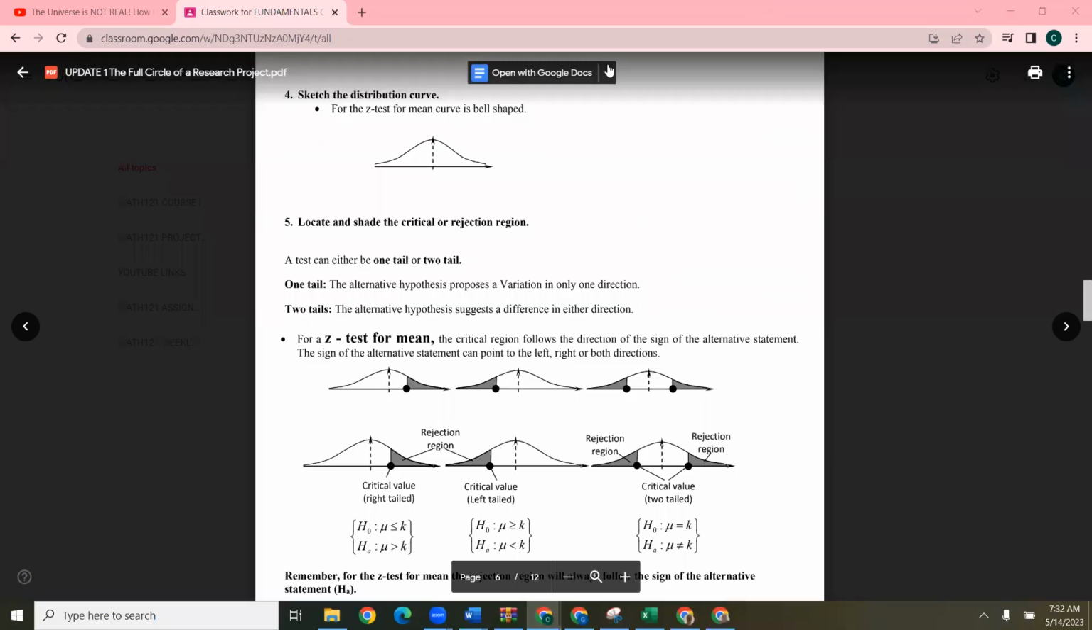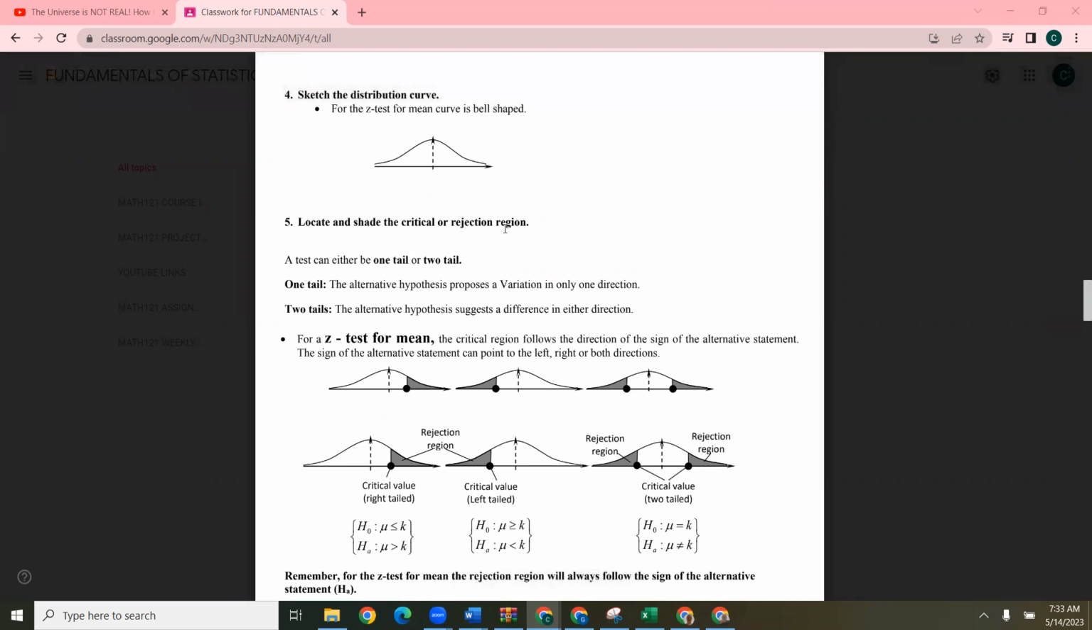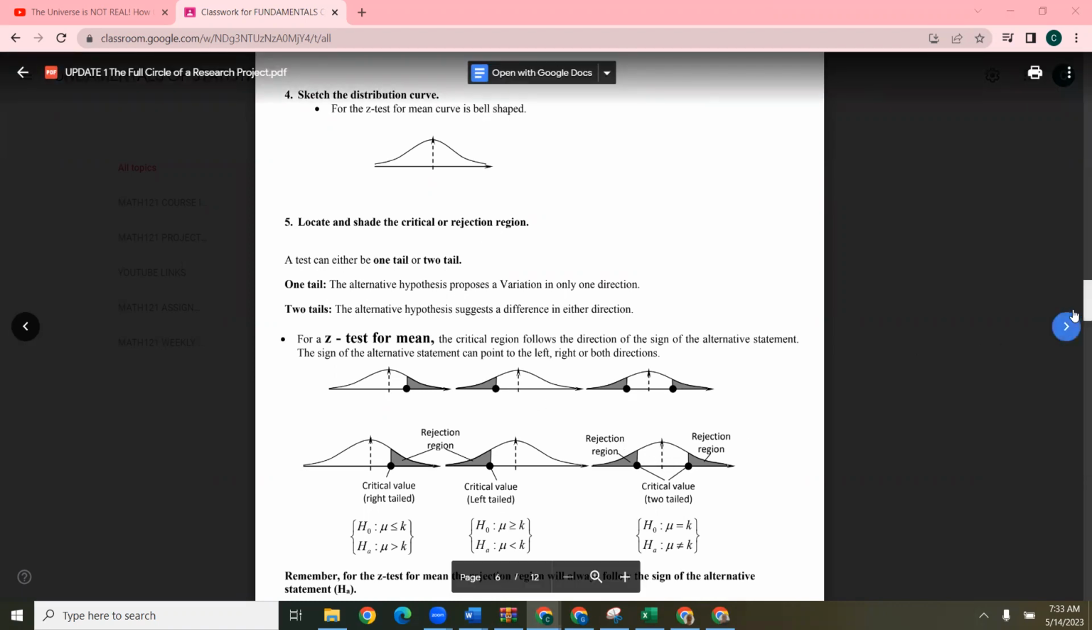So let's look at steps numbers 4, 5, and 6. Step number 4 says to sketch a normal curve, a bell-shaped curve, because it's a z-test for mean. Step 5 says to locate and shade the critical region. A z-test for mean can be either one tail or two tail. One tail could be left or right. Two tail, the rejection region is on both sides of the curve.